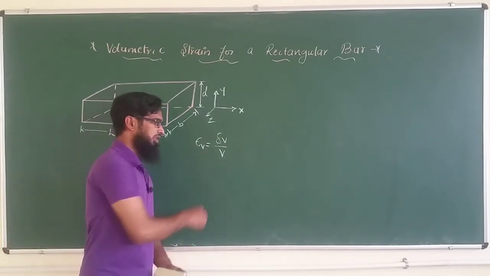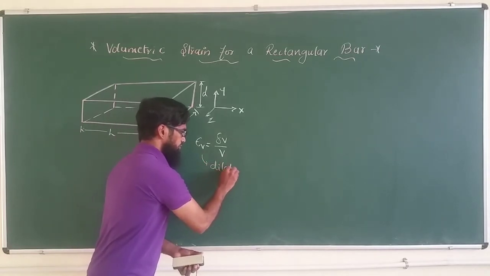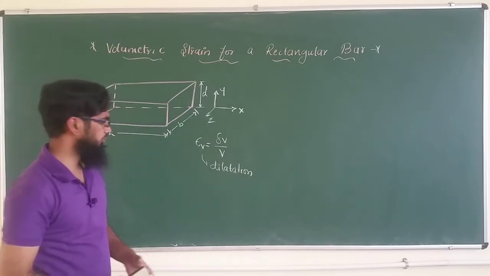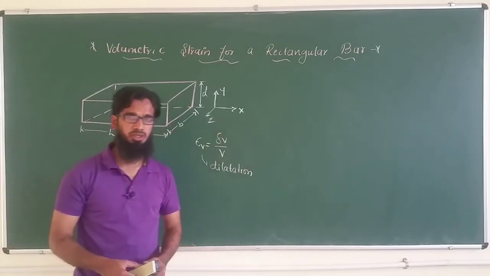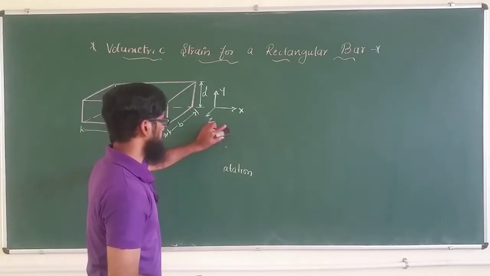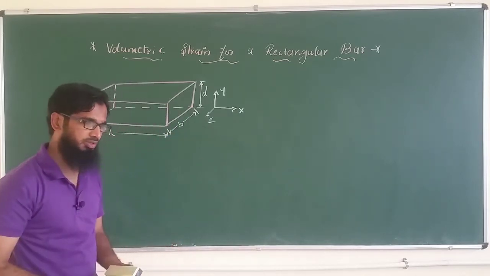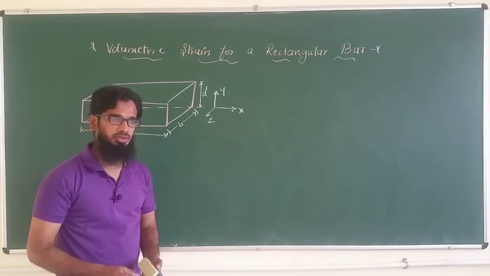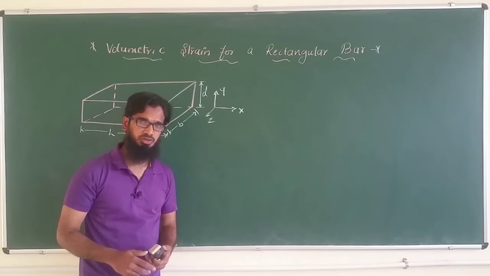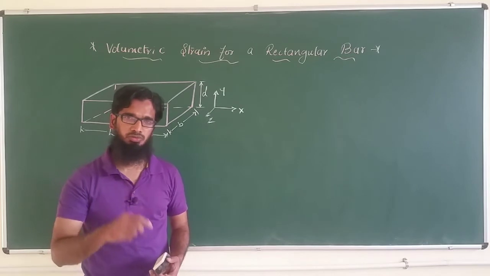Volumetric strain is also called dilatation. Now we need to find out the volumetric strain for a rectangular bar, so what will be that equation? Generally, when we apply load to a rectangular bar section, we see stresses in all three directions, and once there are stresses, there will also be strain.